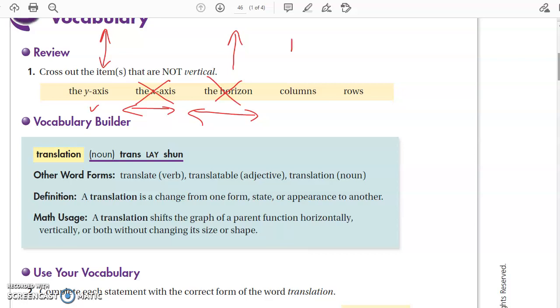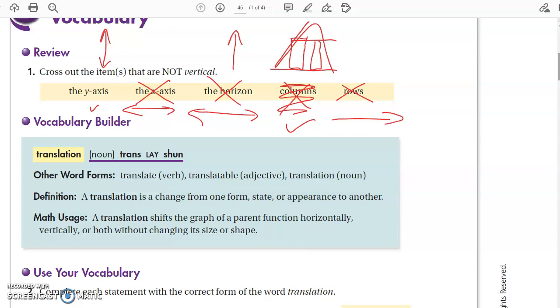Columns. Columns of a house, right? Or columns on a paper. Here's a house, right there. These are columns, right? They are not vertical. They are vertical, I'm sorry. Let's erase that. I don't know how to erase even. But let's just cross it off and say yes. And rows. Rows go across, and they are not vertical.